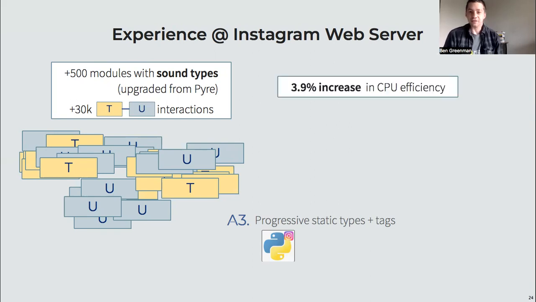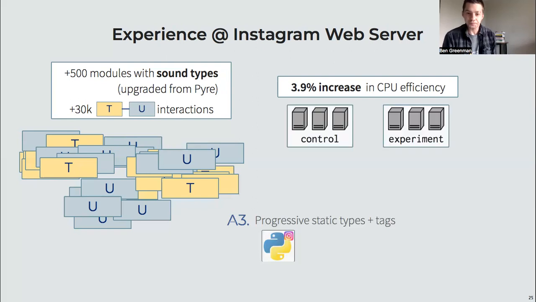And it's so much offset, in fact, that by deploying static Python on those 500 plus modules, Instagram saw a 3.9% increase in overall CPU efficiency. That is a big boost in performance. Let me unpack where that 3.9 number comes from.